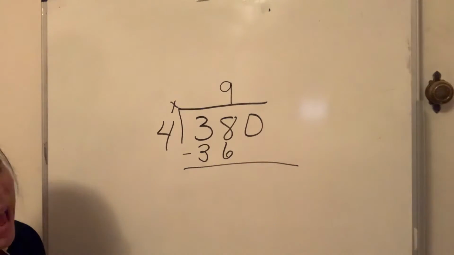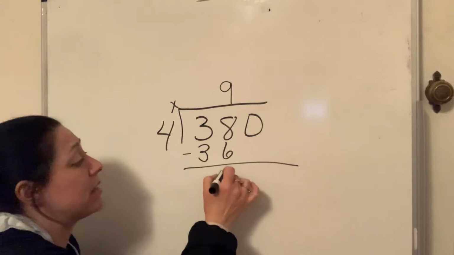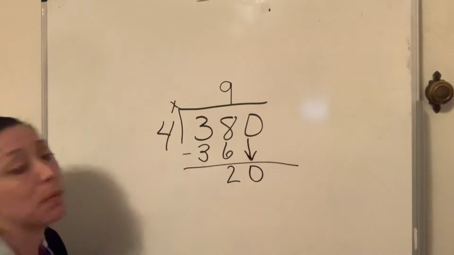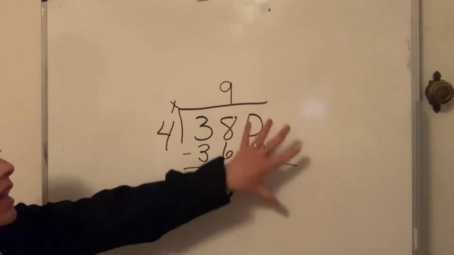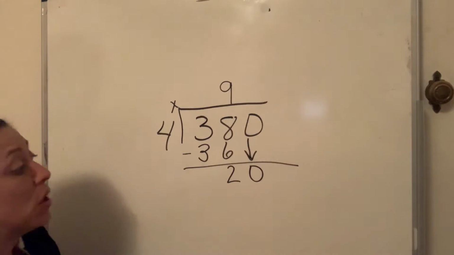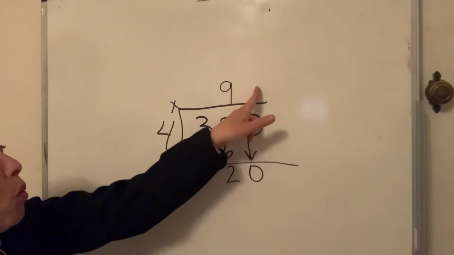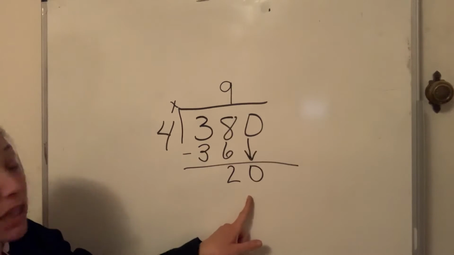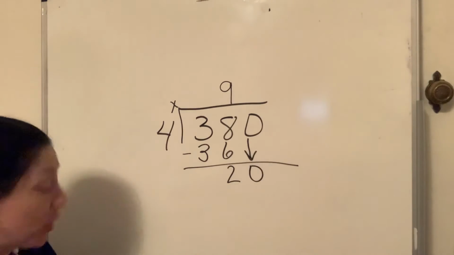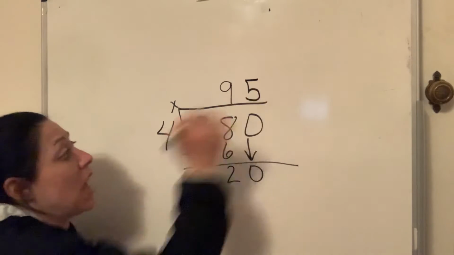And now I subtract. So 38 minus 36 is 2. I bring down my 0. Remember what I talked about the other day. A 0 is just like any other digit, so I'm still bringing it down if it's there. So now I'm looking at the number 20. 4 times what is going to give me 20? Or 4 goes into 20 how many times? Well, I think that 4 goes into 20 5 times.